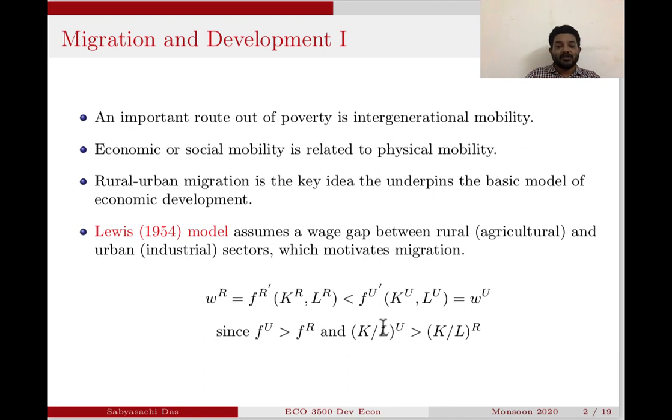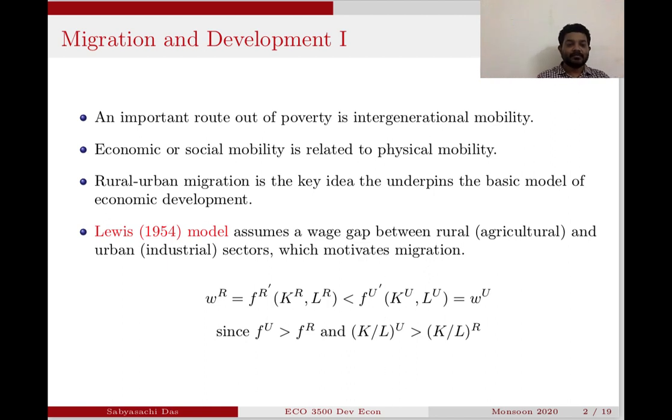So there are two reasons why the wage rate in the urban sector will be higher than in the rural sector. Both because the production technology is more productive, the technology is better, so it has better total factor productivity, so to speak, in the urban area. And also, conditional on the technology, the capital labor ratio is much higher in the urban area. So for both reasons, the wage rate in the urban area is higher than in the rural area to begin with.